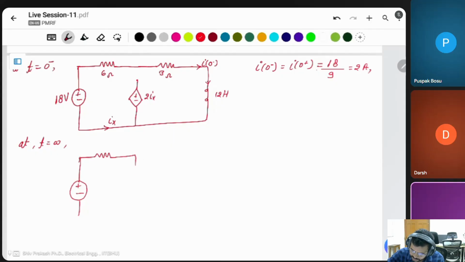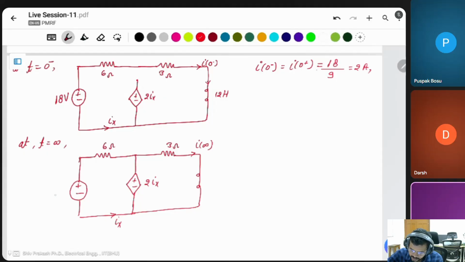Again a resistor, and this circuit has a dependent source, which will be 2Ix. Ix is this current, and then after a resistor, again the inductor acts as a short circuit at infinity. Then we have to find this current at infinity. This is 3 ohm, this is a 6 ohm, this is an 18 volt.